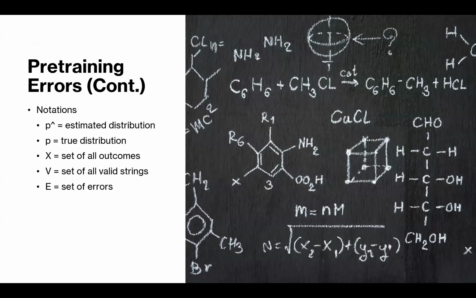So here are some notations. p hat is the estimated distribution, p is the actual true distribution, and X is the set of all outcomes. Now this X is ideally divided into two non-overlapping, or disjoint, subsets. First is V, the set of all valid strings, and E is the set of errors. In an ideal situation they should be disjoint. In a real-world situation they may overlap a bit, but that can be taken care of by some kind of constants in your bound itself.